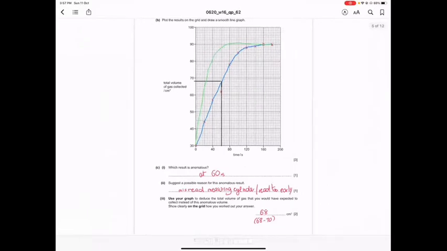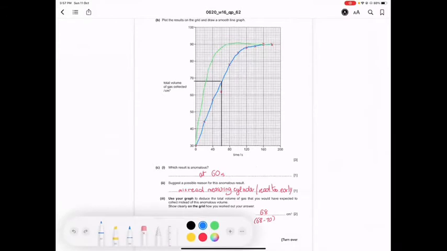The graph is the one in blue, as best as I could. It's the one in blue. There is an anomalous result that we don't pass through. Even if he didn't ask about it, you don't pass by a point that disturbs the shape of the curve, okay? Which result is anomalous? You can say the result at 60 seconds, or you can say the third result.